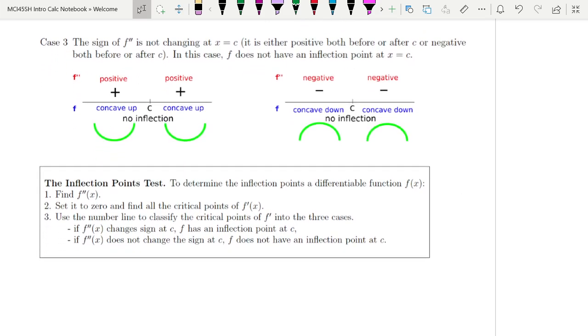Find your second derivative, set it to 0, and find all the critical points. Use the number line to classify the critical points into one of the 3 cases we just looked at. If f double prime of x changes sign at c, in other words, it goes from positive to negative or negative to positive, that's an inflection point, and that means the concavity changed. If f double prime of x doesn't change, then it is not an inflection point.